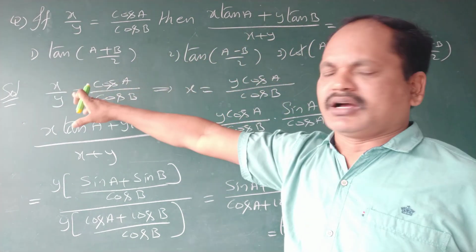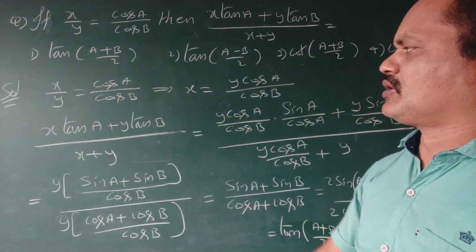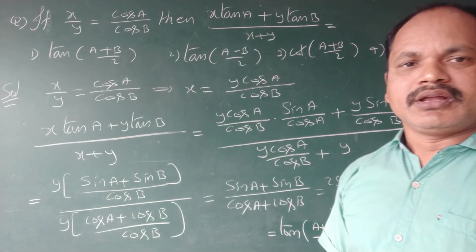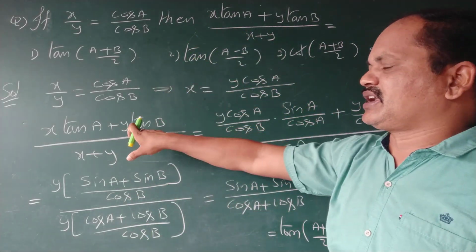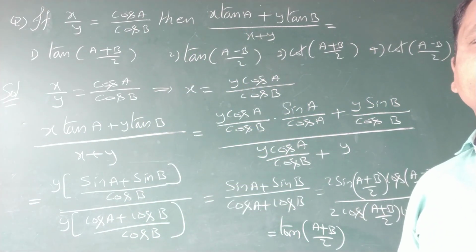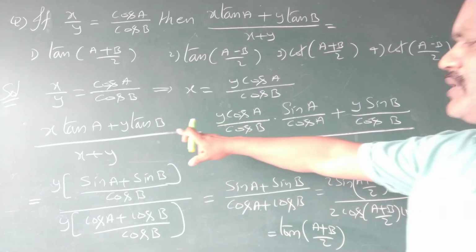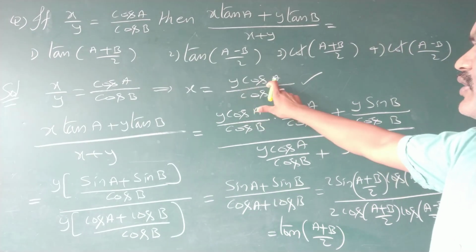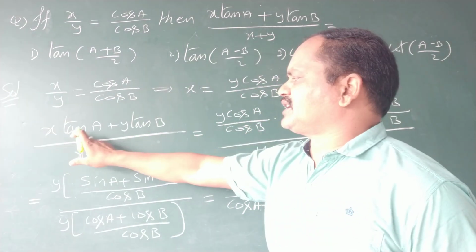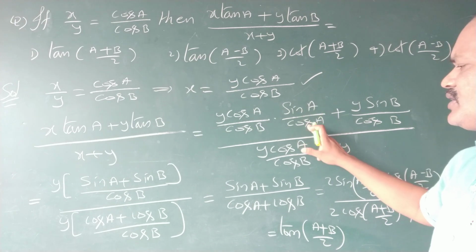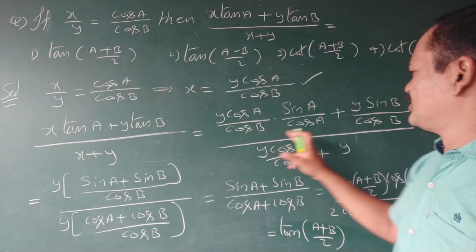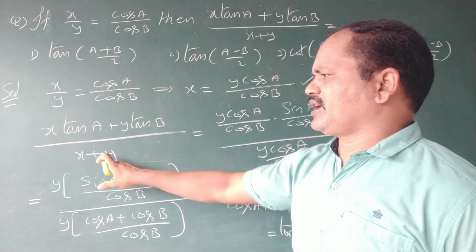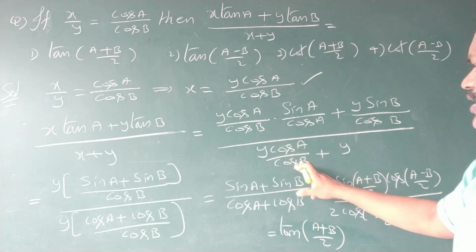Take the condition x by y is equal to cos A by cos B. From this, x is equal to y cos A by cos B. Now take the expression x tan A plus y tan B by x plus y. In place of x we write y cos A by cos B, and tan A is nothing but sin A by cos A, and y into tan B is y sin B by cos B, by x plus y. In place of x we write y cos A by cos B plus y here.